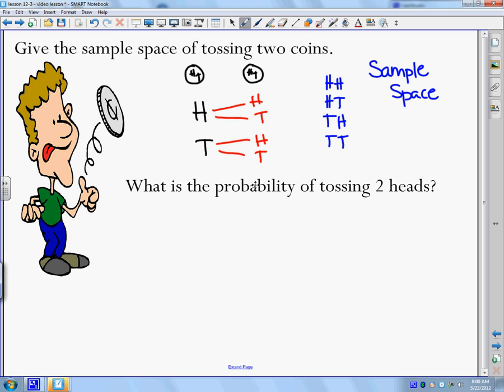So then it says, what is the probability of tossing 2 heads? So 2 heads is right here. And so that would be 1 of them out of 4 total. So it'd be 1/4 for tossing 2 heads.